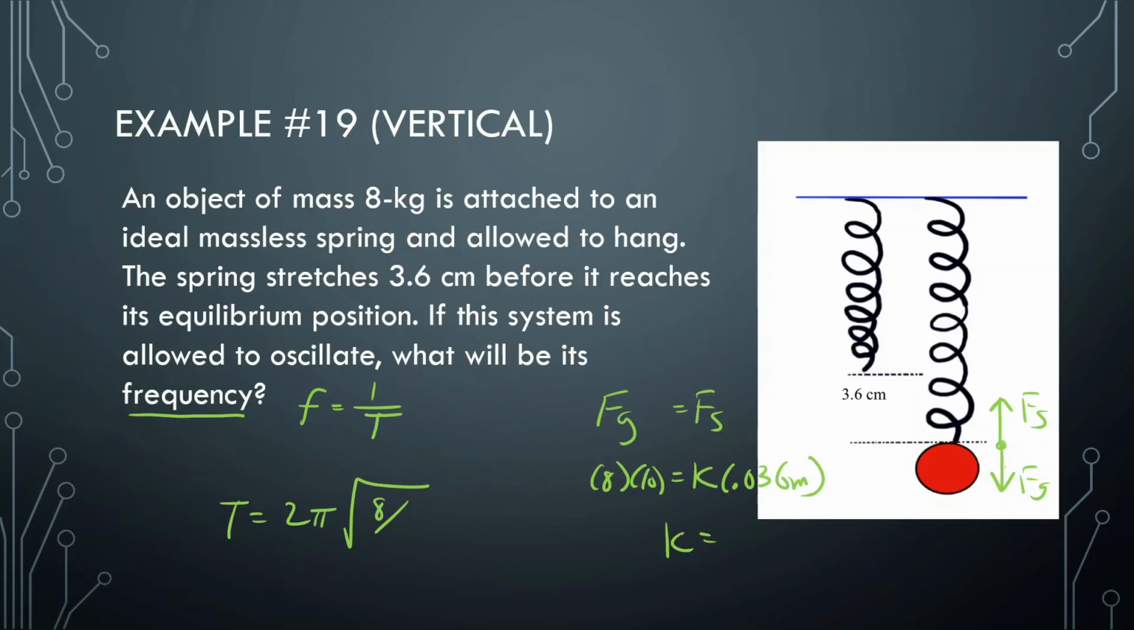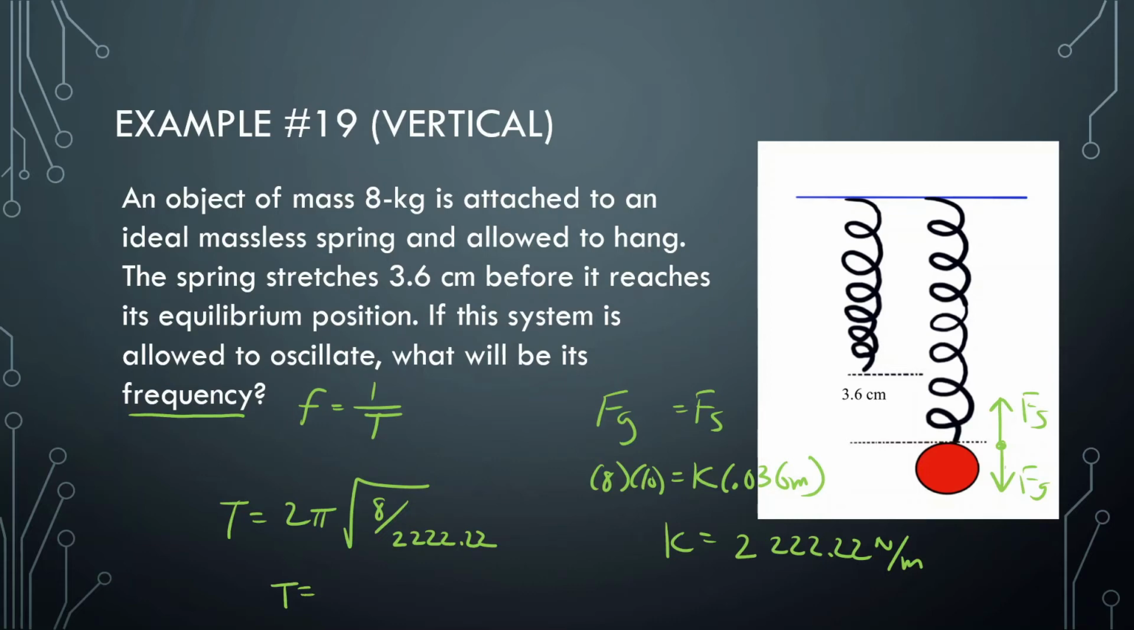80 divided by 0.036, and we get a spring constant of 2,222.22 Newtons per meter. So we can put that over here, 2222.22. And now we can find what the period is.